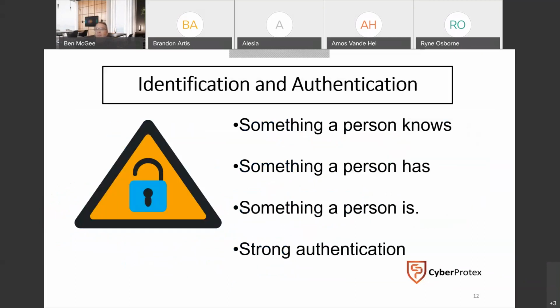But right off the get-go here, we need to know that you will see a question on your exam on two-factor authentication, 2FA, and usually people say something a person knows, something a person has, or something a person is. Any two of these is considered strong authentication. Any two, okay?